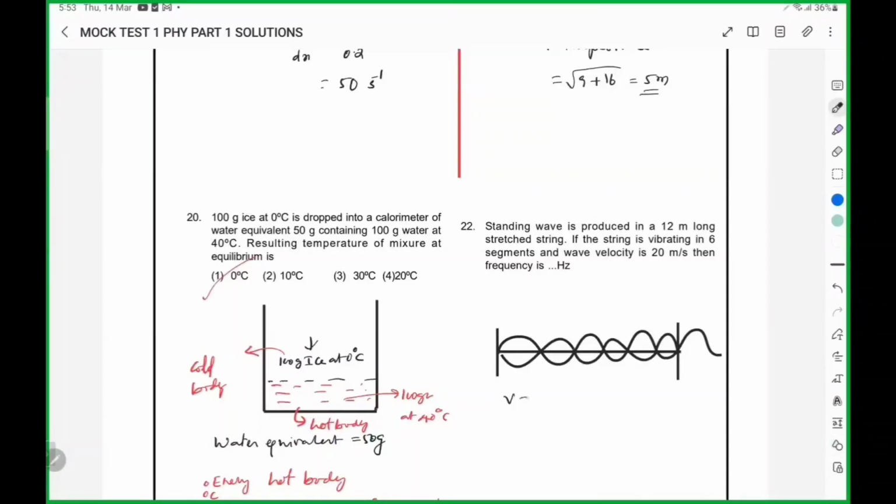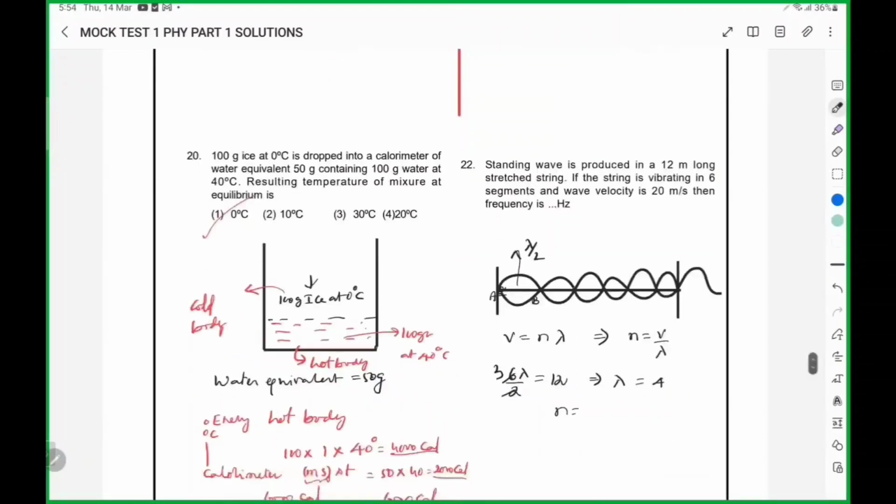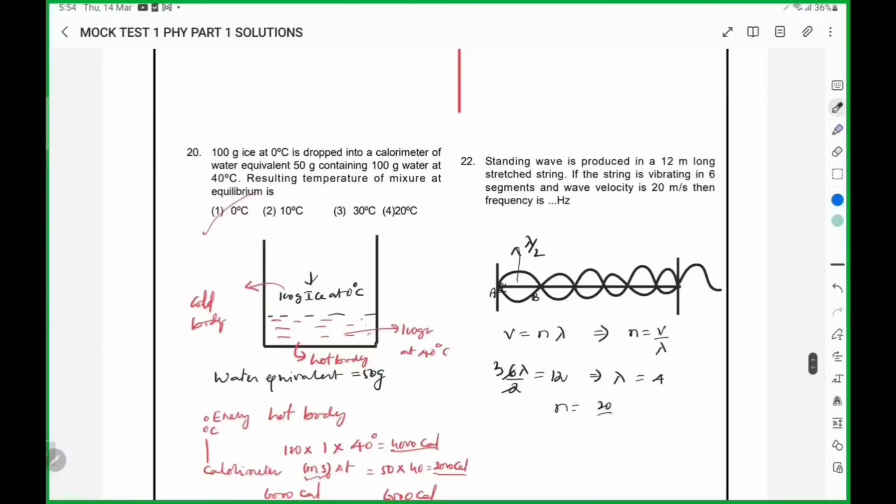Frequency here can be calculated by using v equal to n lambda. So the distance between these two nodes is lambda by 2. Like that we have 6 segments. 6 lambda by 2 will be the length of the string. Lambda here is 4. Frequency will be 5 Hz.